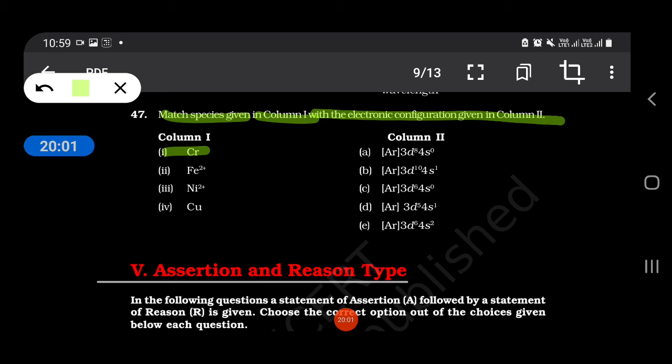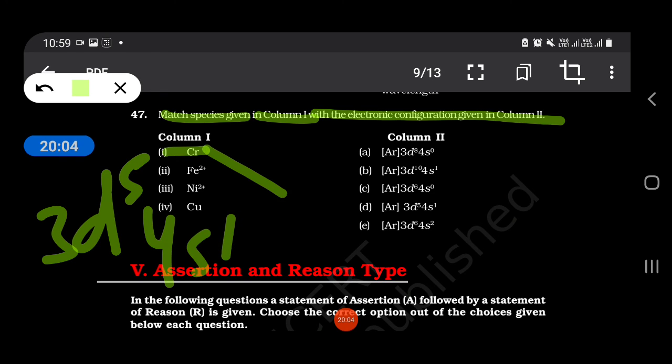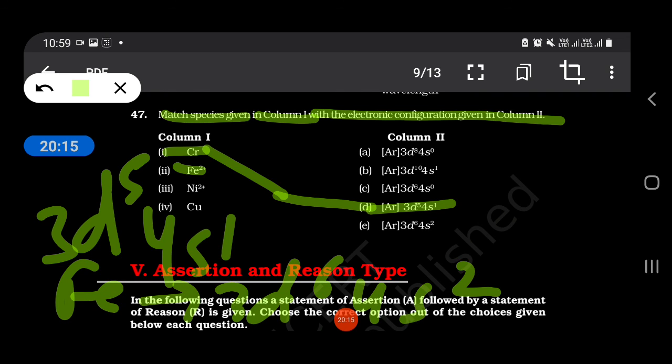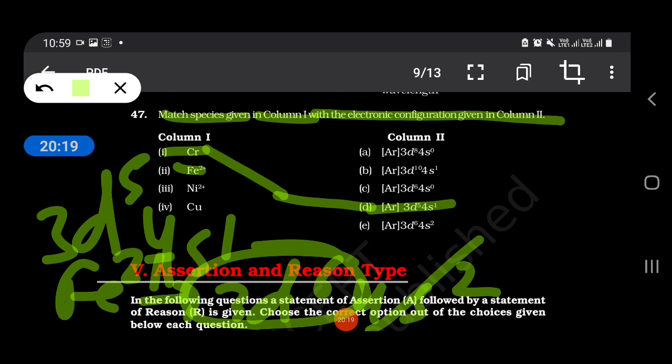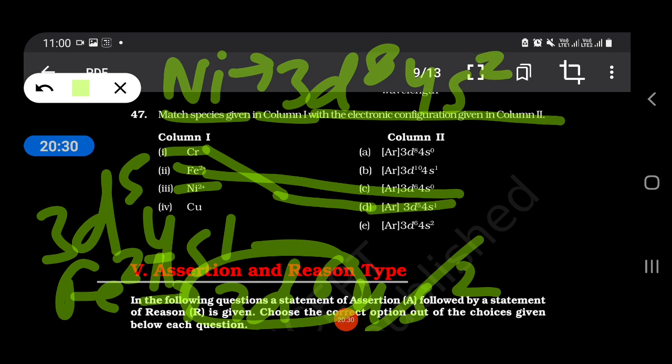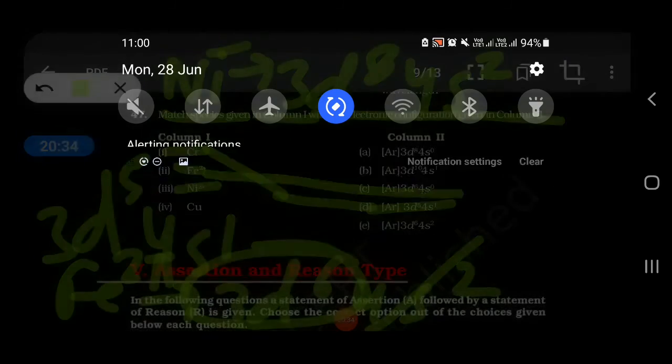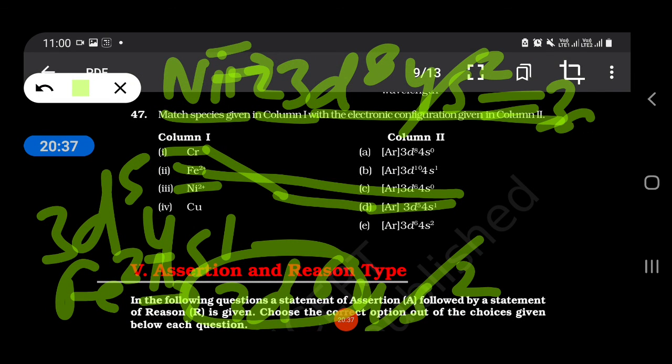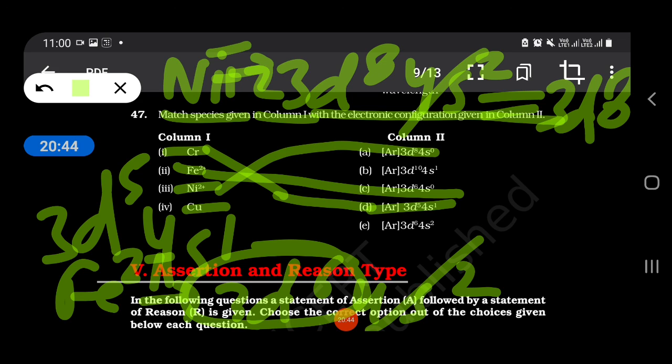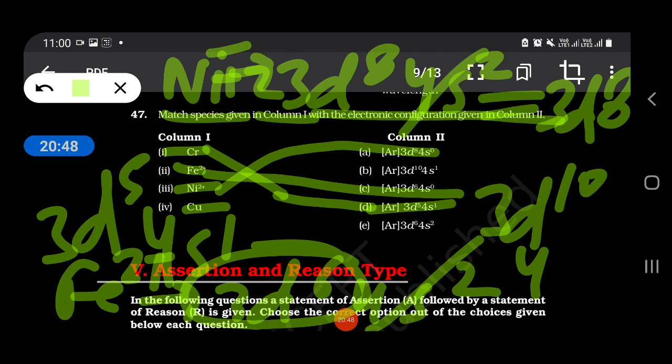So Cr has 3d5 4s1, so it will be this one. Fe2+: Fe is 3d6 4s2, and when it becomes +2 then 3d6. So our answer will be this one. Ni is 3d8 4s2, and when it goes to the +2 state, it will become 3d8, so our answer is 3d8 and 4s0. And copper is 3d10 4s1, and when it goes to the +1 state it is 3d10 and 4s0. So this is our answer.